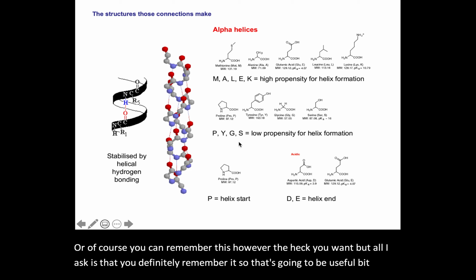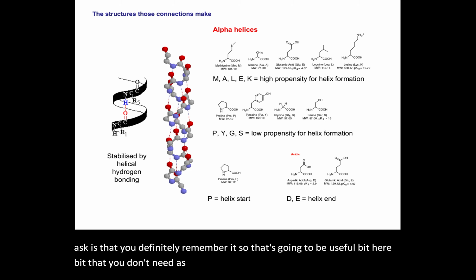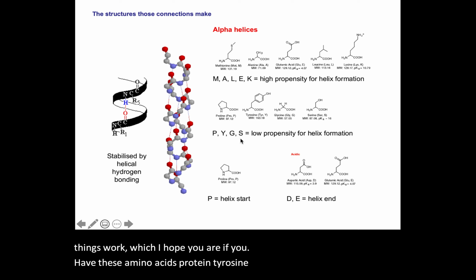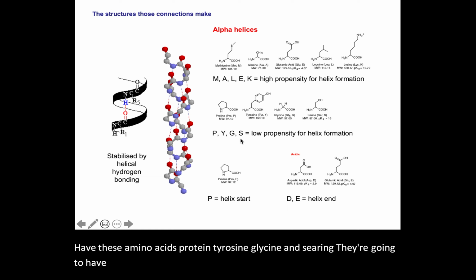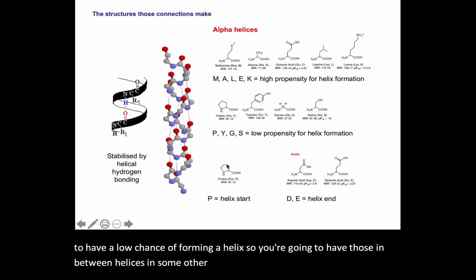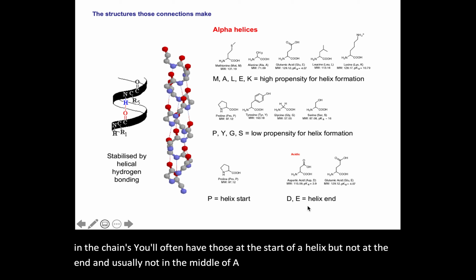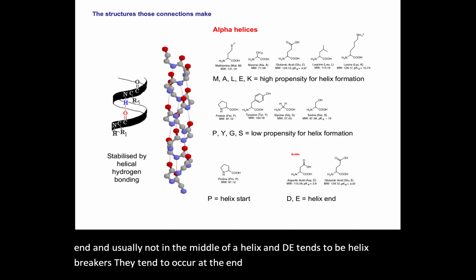So that's going to be the useful bit here. The bit that you don't need as much, but in case you're interested in how things work, which I hope you are, if you have these amino acids, proline, tyrosine, glycine, and serine, they're going to have a low chance of forming a helix. So you're often going to have those in between helices or in some other type of structure. A proline actually puts a kink in the chain. So you'll often have those at the start of a helix, but not at the end, and usually not in the middle of a helix. And D and E tend to be helix breakers. They tend to occur at the end. So both of the acidic amino acids.